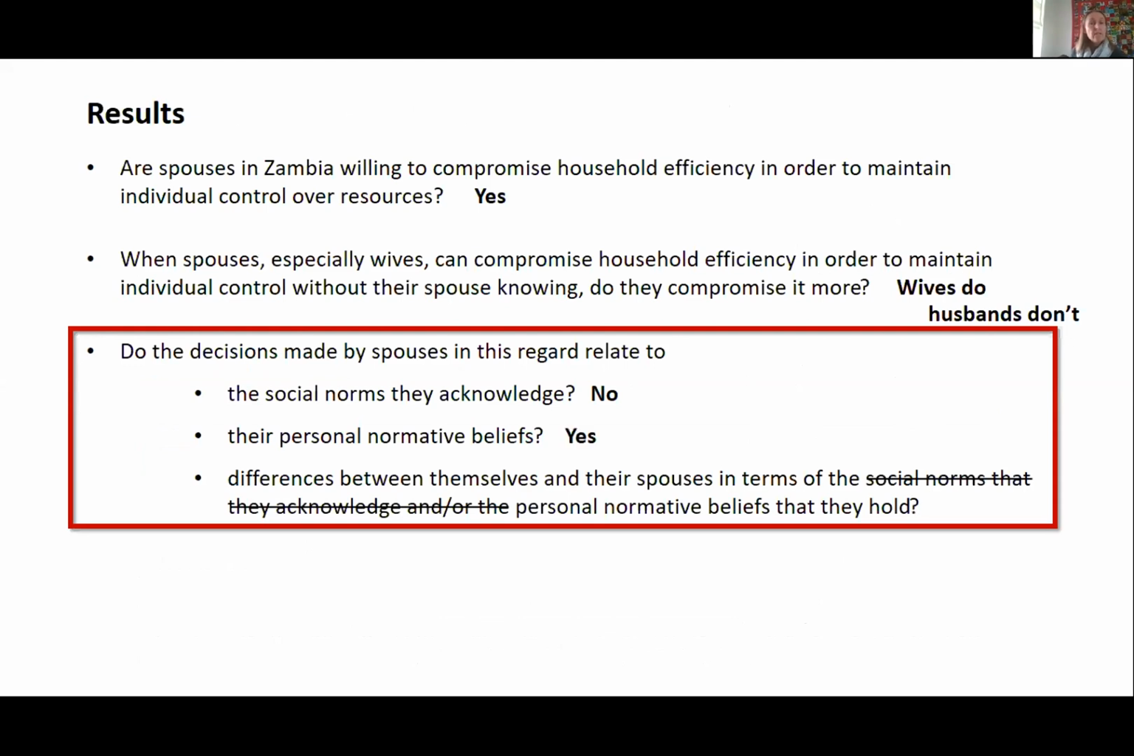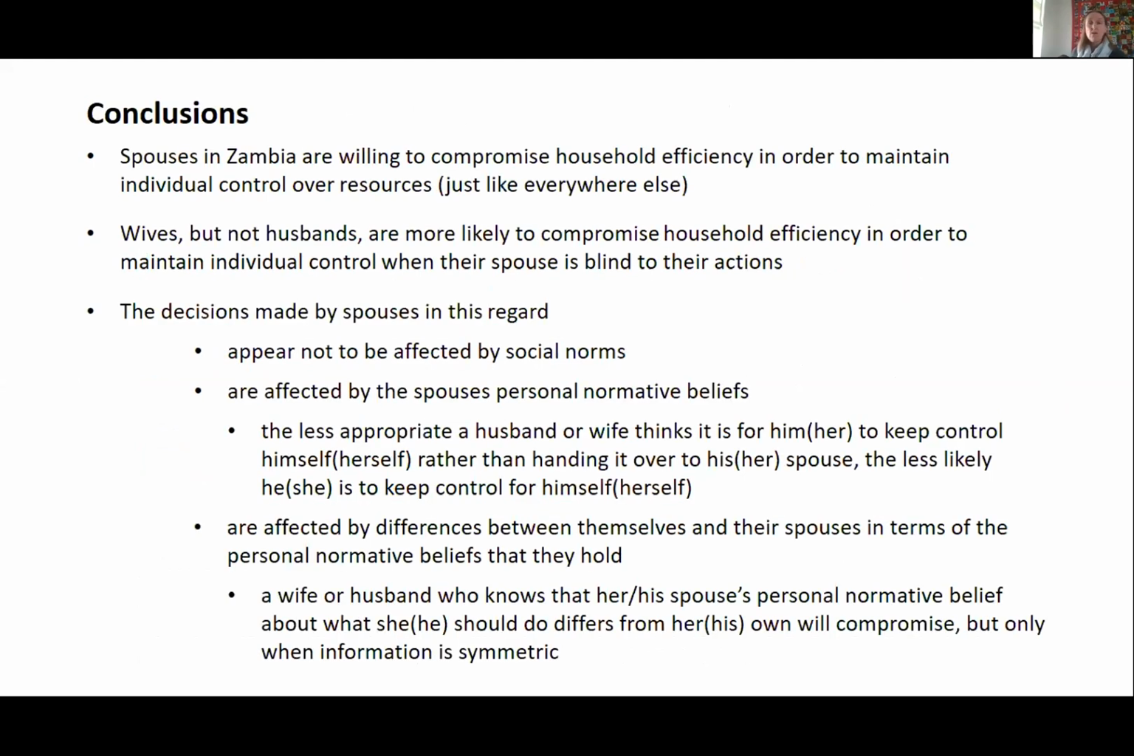Anyway, so we have our answers to our final two questions. Yes, personal normative beliefs do inform their decisions, and yes, differences between themselves and their spouses in terms of personal normative beliefs also inform their decisions. And those are the conclusions, and remarkably, I have come in on time. I'm going to leave it there. There's something else, if we have time, that I'd quite like to discuss, but I'll leave that for now.